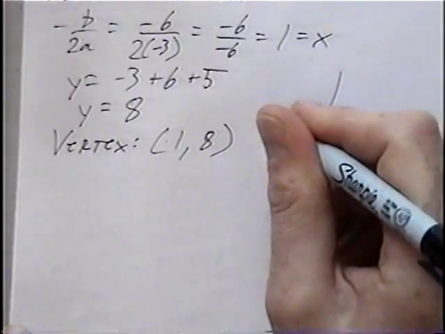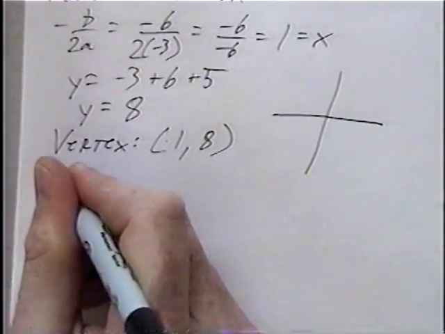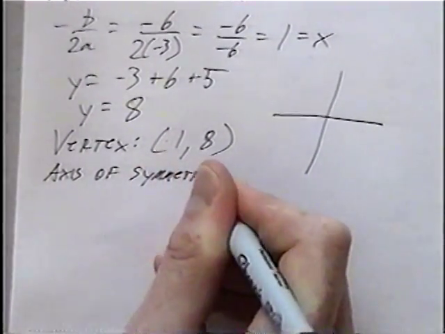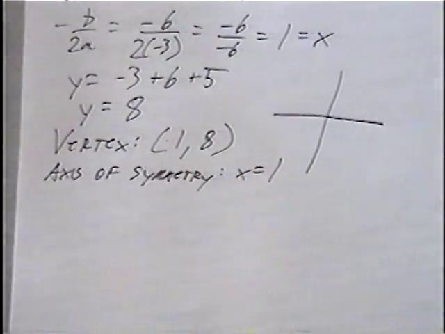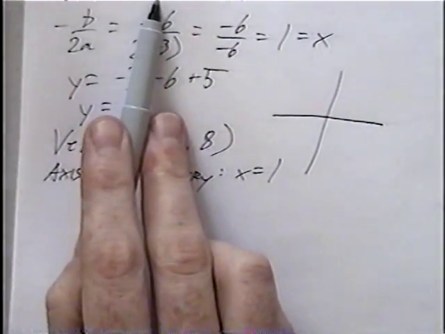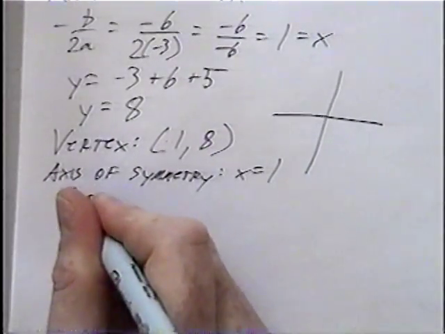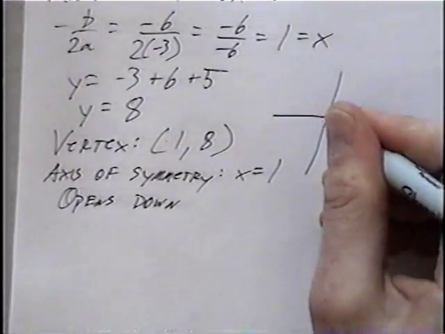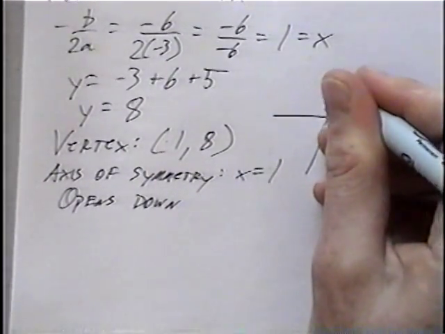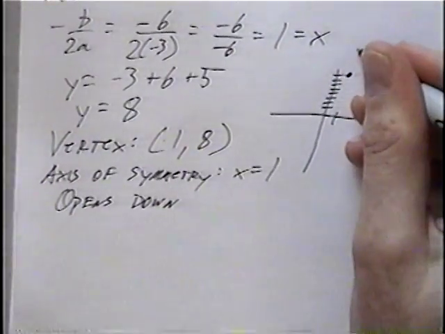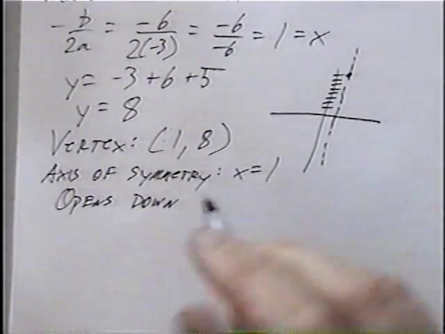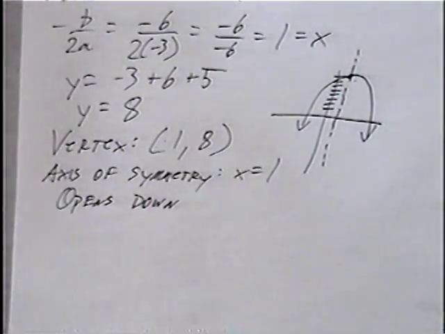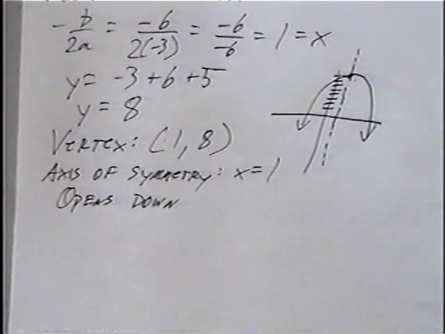Graphing. We can do our axis of symmetry. It is x equals 1, and the direction also before we graph, we have a negative 3x squared, so this graph opens down. Our vertex 1, 8. Axis of symmetry goes down the middle, and this parabola opens down, so we'll have a U shape that opens downward. And that would be the graph for the equation.